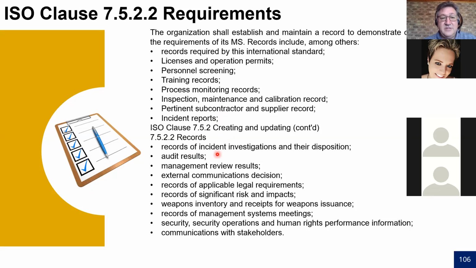Audit results are also documentation, management reviews, external communication decisions, records of applicable legal requirements, records of significant risks and impacts, weapons inventory, licenses, cars, everything, the records of management systems, etc. So everything that's applicable on records is documented in 7.5.2.